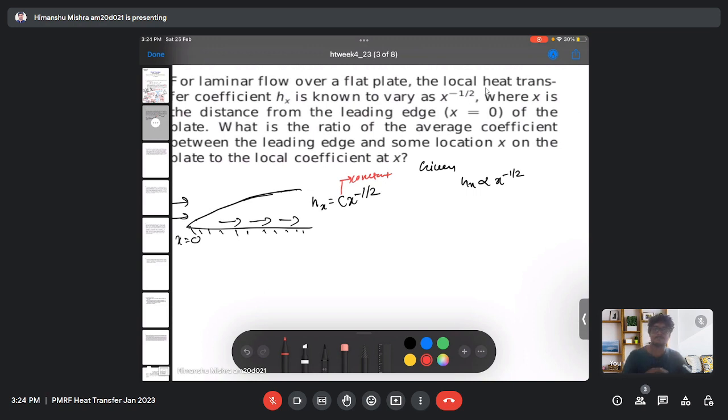So will this change of value be within the boundary layer, or outside the boundary layer also? No, it will be within the boundary layer only, because outside the boundary layer there is no velocity profile or temperature profile. So the temperature is uniform outside the boundary layer. So only inside it will be changing along the x direction. Okay.